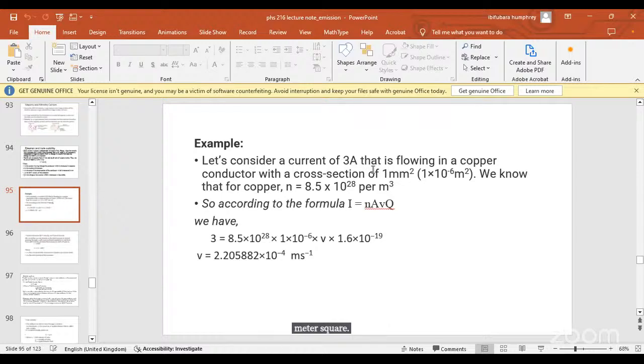So if you substitute and make V, drift velocity, the subject of the formula and solve, you have 2.2 times 10 raised to minus 4 meter per second.